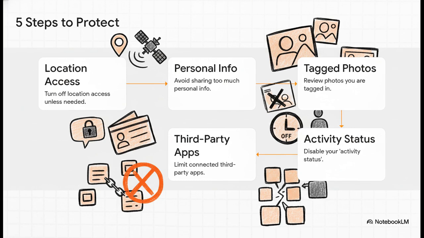Second, just be mindful of how much personal info you're sharing in your bio or in your captions. Third, it's a good idea to regularly check the photos you're tagged in and untag yourself from anything you're not comfortable with. Fourth, you can turn off your activity status if you want to browse a bit more privately. And last, check which other apps are connected to your account and maybe remove any you don't really use anymore.